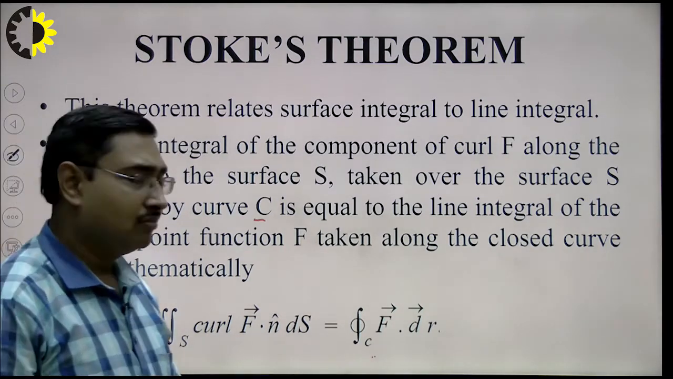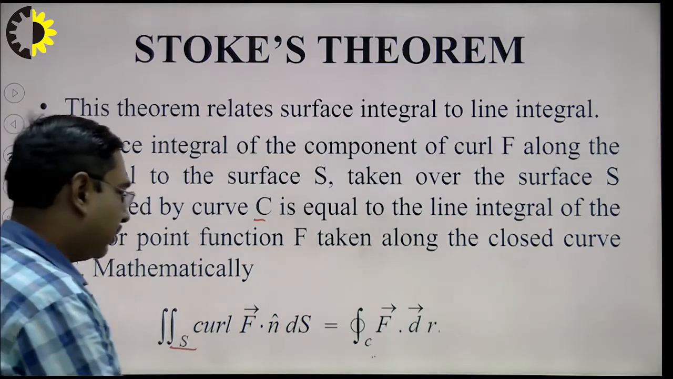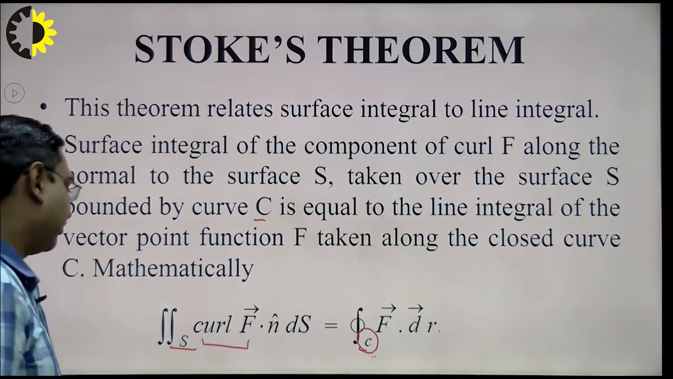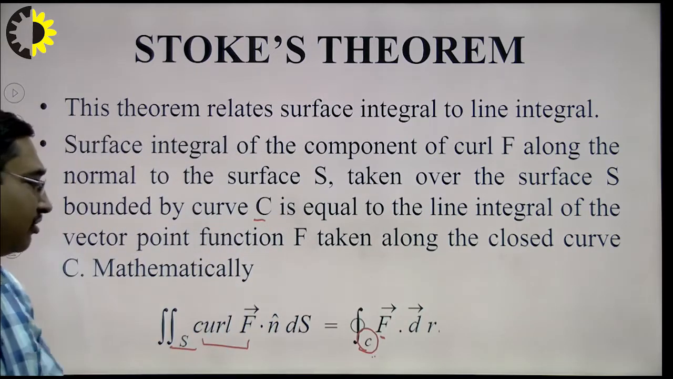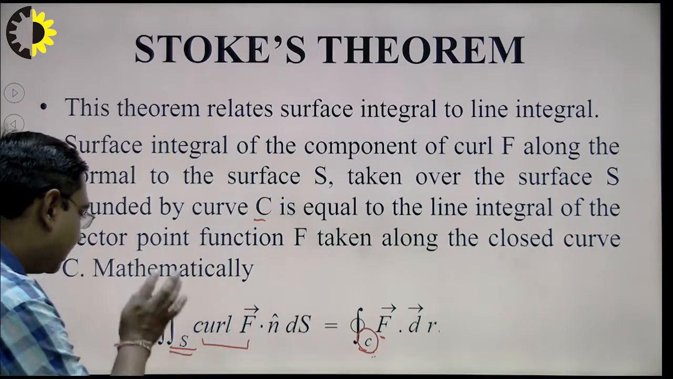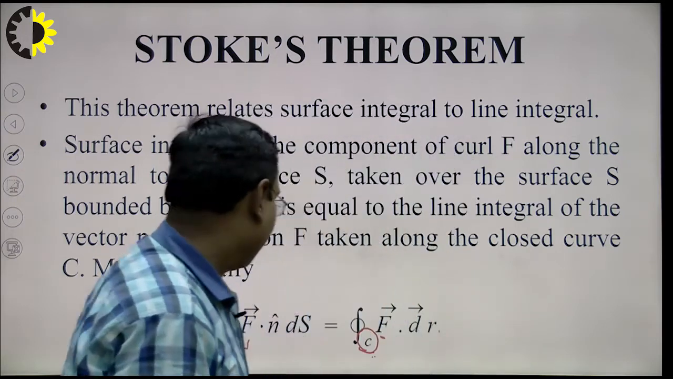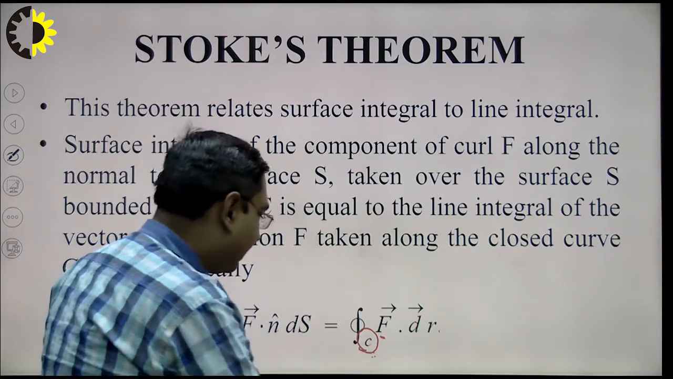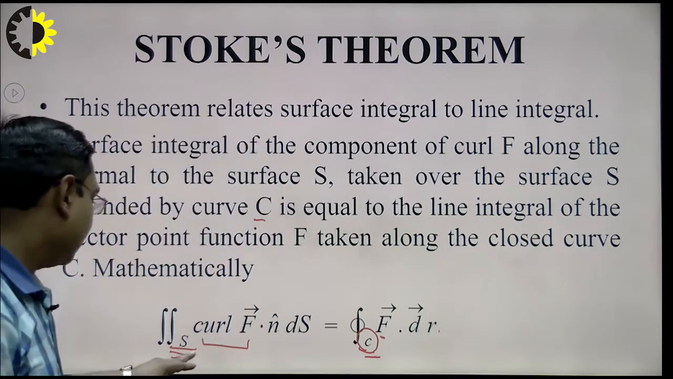Let us understand what the theorem exactly says. The theorem says that if we have an open surface S bounded by this closed curve C, then the surface integral of curl f over this surface S will be equal to the line integral of the same function f over the closed curve C. As I already mentioned, this curve is closed and it is bounding this surface S. Thus, if we have a curve bounding an open surface S, then the surface integral of this quantity over that surface will be equal to the line integral of this function f over that closed curve. Here C is the curve bounding this surface S.